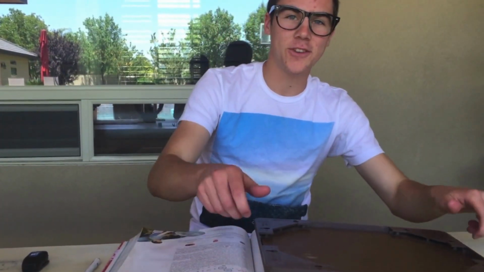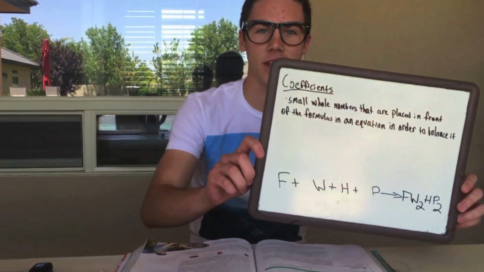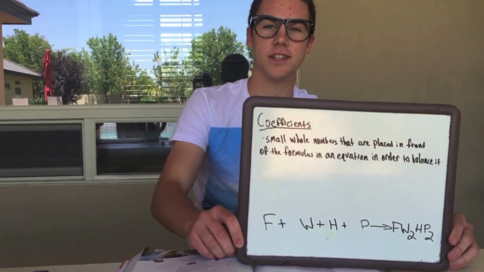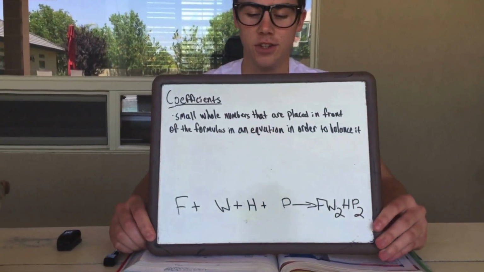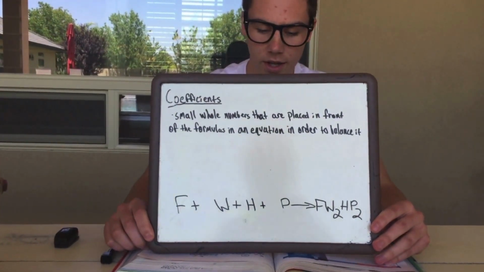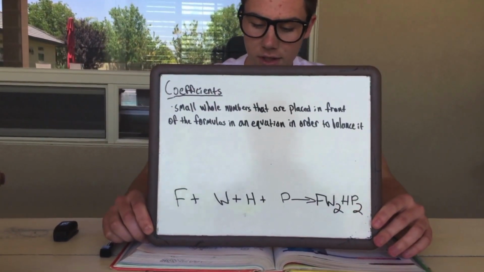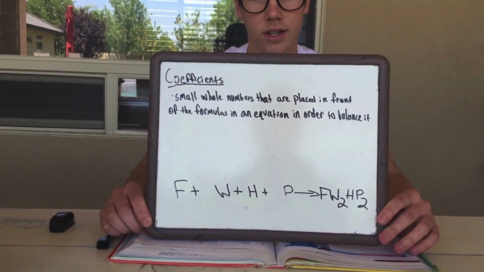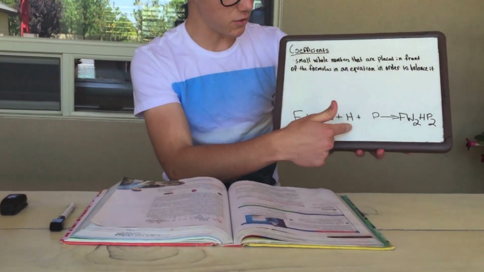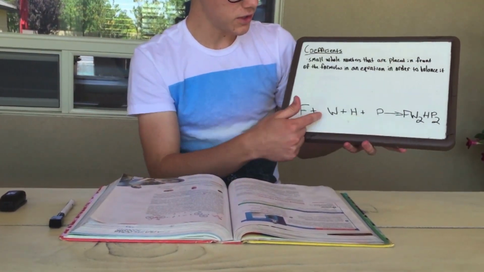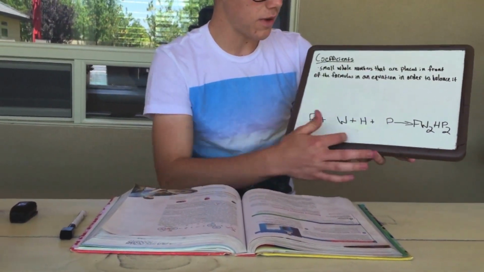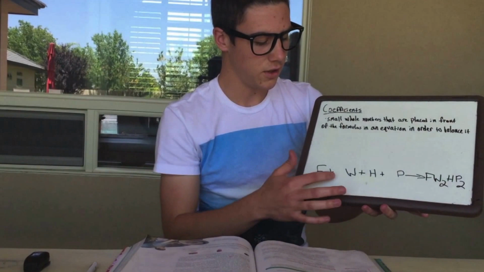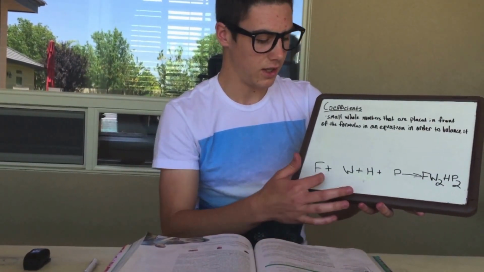Hey there. Welcome to step 5, the final prep step to balancing equations. In step 5, we're going to show you coefficients. A coefficient is a small whole number that is placed in front of the formulas in an equation in order to balance it. You see, in this unbalanced equation here, you might want to put a 2 in front of this W and a 2 in front of the P in order to have an equal amount of elements on both sides. The 2 is the coefficient, and these are the elements.